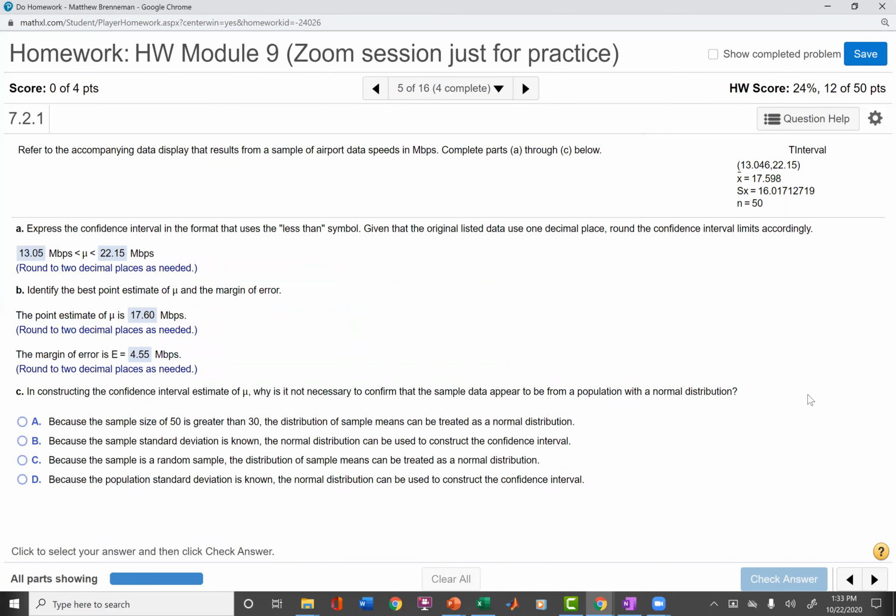So let's see. It says, in constructing the confidence interval estimate of mu, why is it not necessary to confirm that the sample data appears to be from a population with a normal distribution? That's a really good question. What are they talking about here? I mean, we haven't talked about normal distributions in a while.